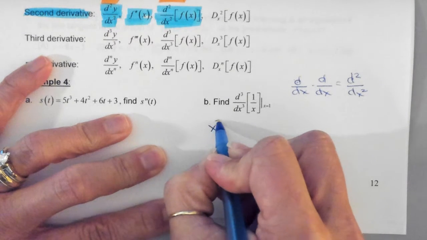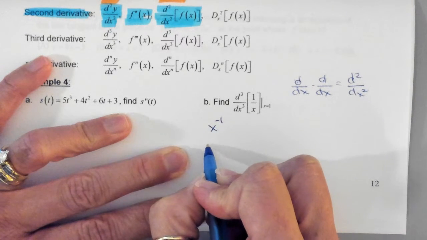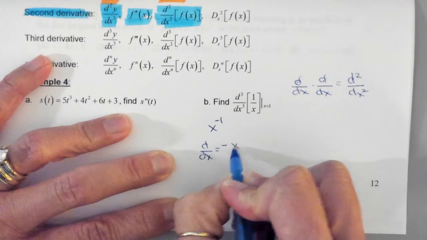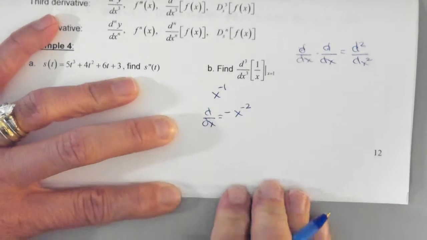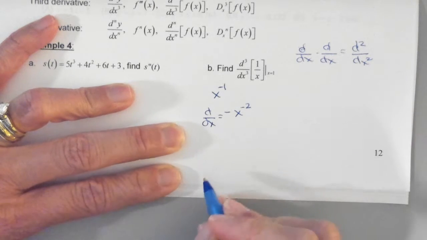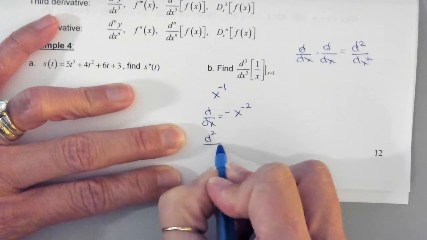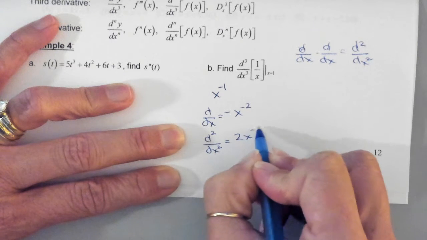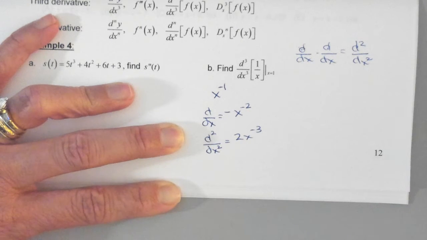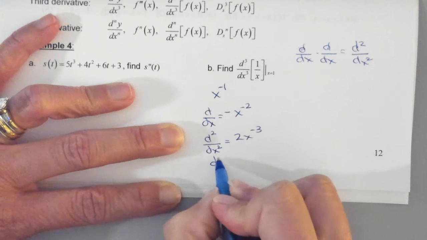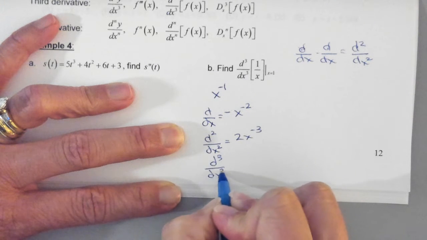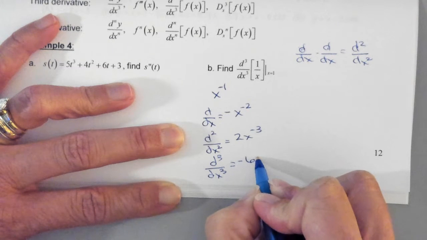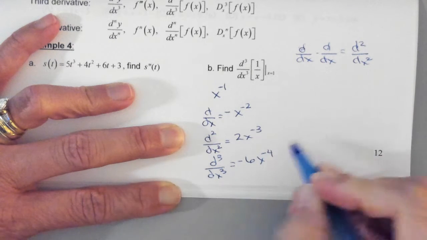x to the negative first power. So when we take the first derivative, d/dx, this is equal to negative x to the negative second. Okay, that's our first derivative. When I take the second derivative, this becomes 2x to the negative third. When I take the third derivative, this is negative 6x to the negative 4th power, correct?